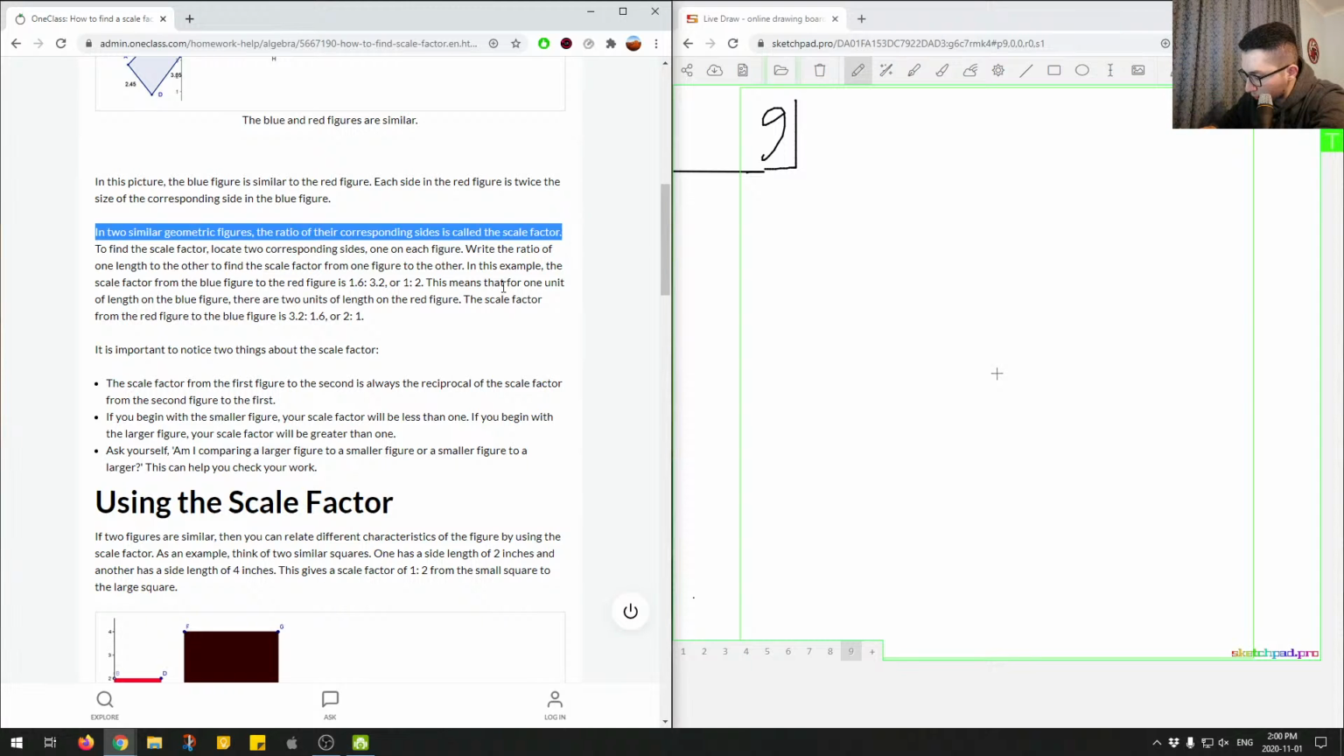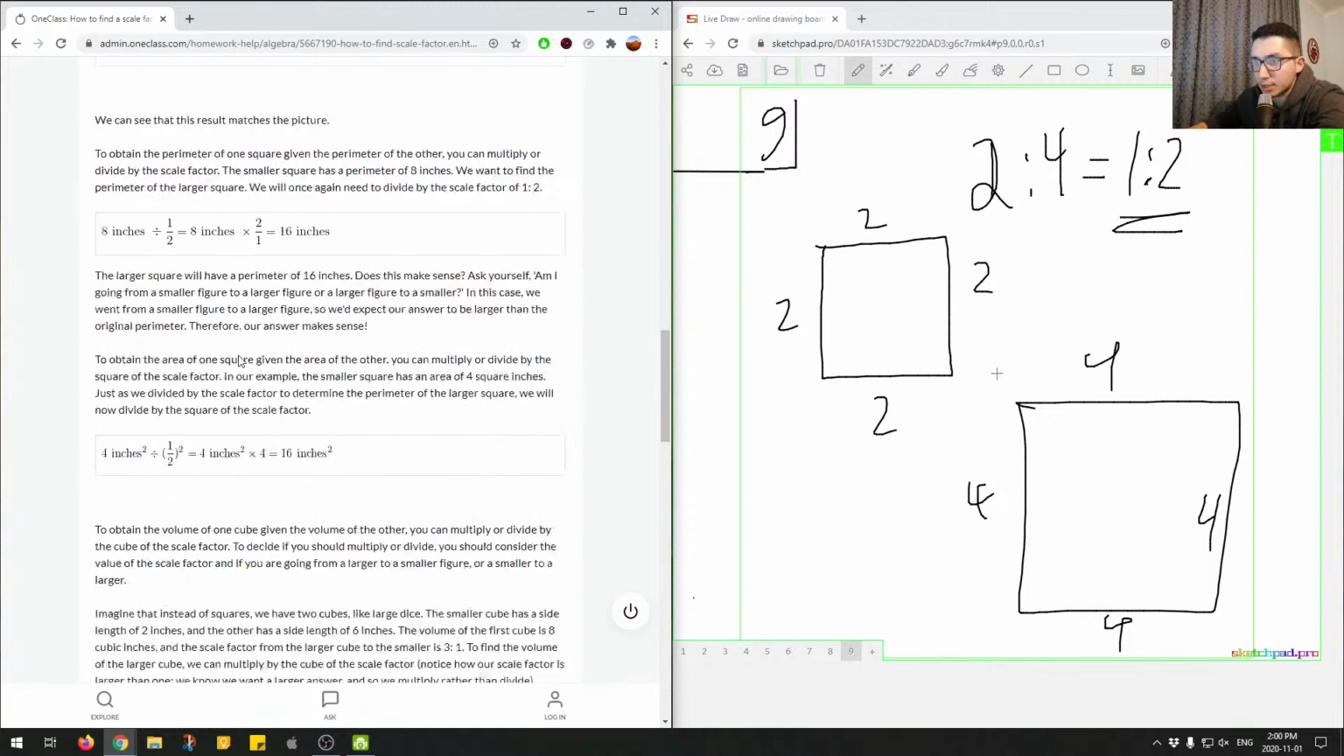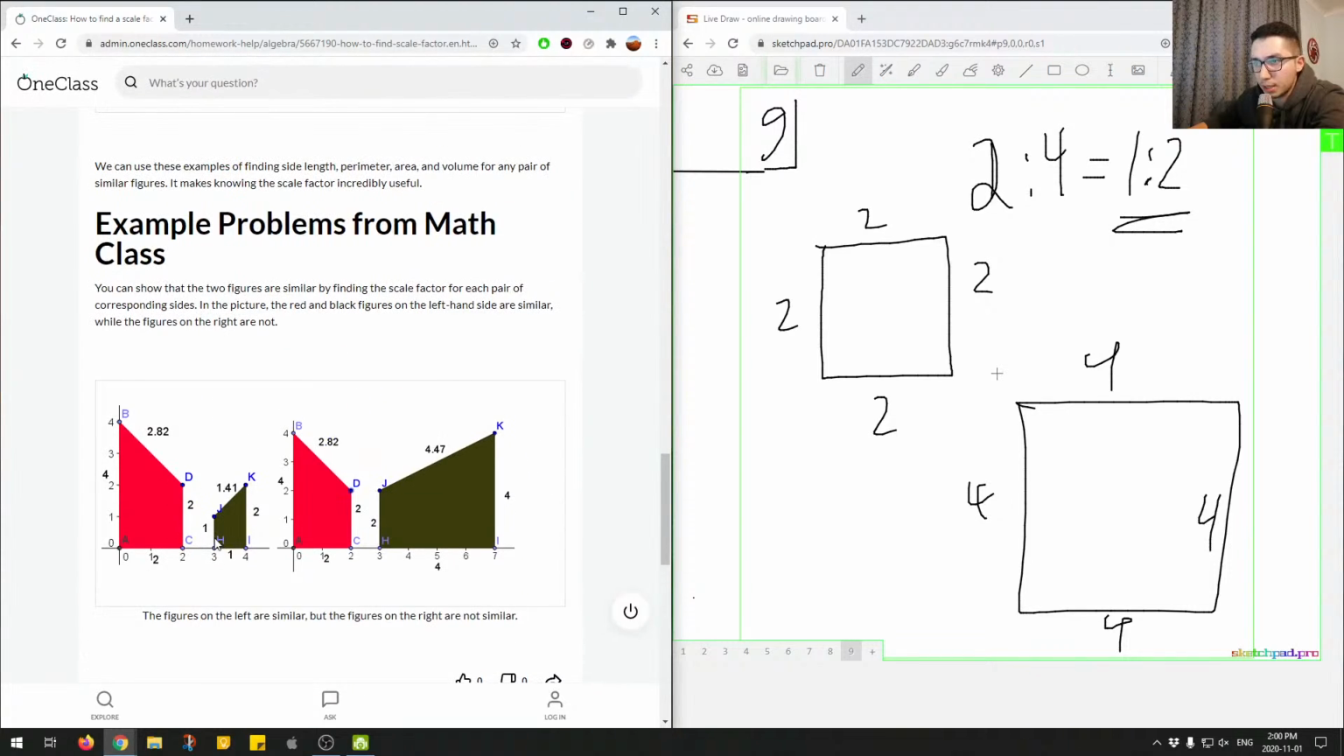So if we had a square with sides of 2, 2, 2, 2, and we had another square that was a little bigger at 4, 4, 4, 4, we know that it's a 2 to 4 ratio, which is equal to a 1 to 2 ratio. Which makes sense, and that's your scale factor, the ratio of their corresponding sides. So it could be any shape. Down here, I believe this example is a good example.